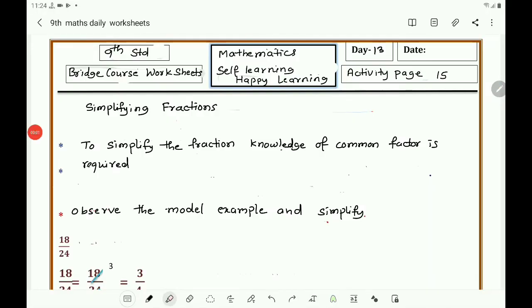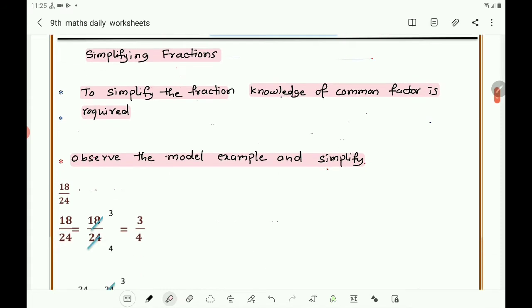Dear children, it is activity page 15 for day 13. It is about the simplification of fractions. To simplify a fraction, knowledge of common factors is required. You must know the common factor and also the highest common factor. Children, observe the model example and simplify the fractions.